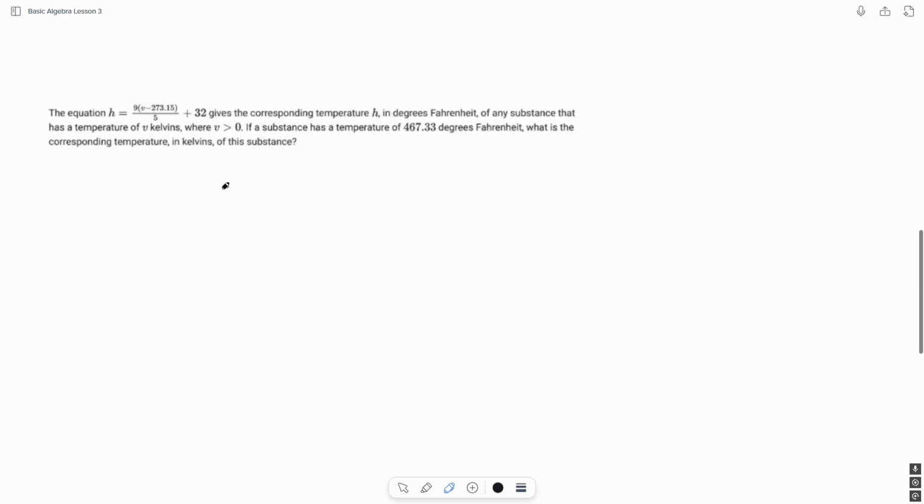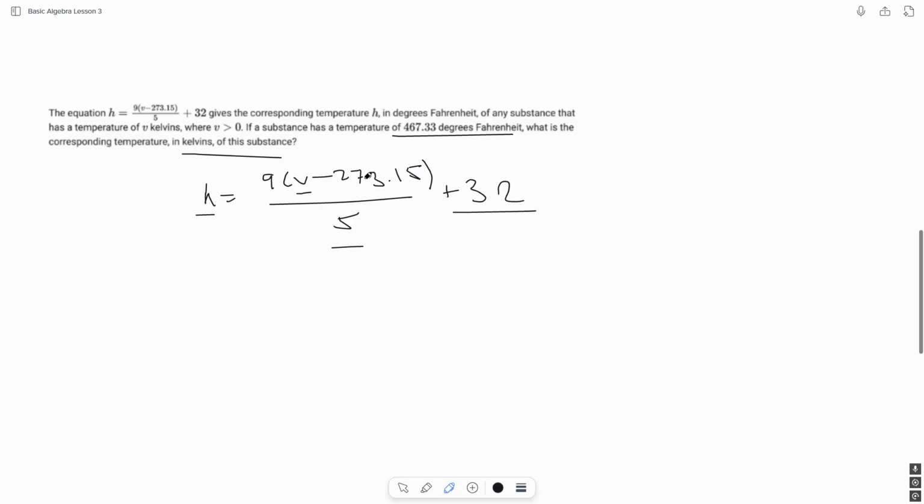And then for the last linear equation we'll do before we get into linear inequalities, we have h is equal to 9 times v minus 273.15 over 5 plus 32, where h is Fahrenheit and v is kelvins. They give you the temperature in Fahrenheit and they want Kelvin. So how do you get h by itself? You want to get rid of all of these. So first thing, we'll take away 32, so we have h minus 32 is equal to 9 times v minus 273.15 over 5.